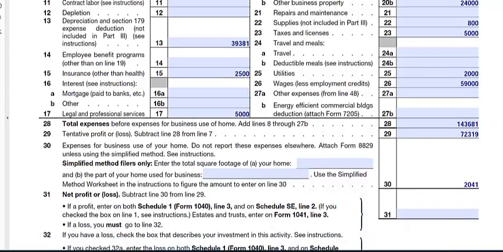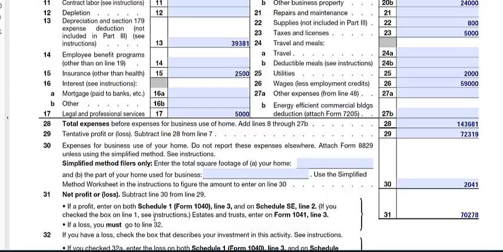Now we could use the simplified method, but using the simplified method will give you a much smaller number. It's the square footage of the part of the home used for business, which would be 250 times $5. So 250 times 5, that would only be a $1,250 deduction, and the 2,041 is much higher. Once we deduct the home office expenses from our tentative profit, we will get $7,278.